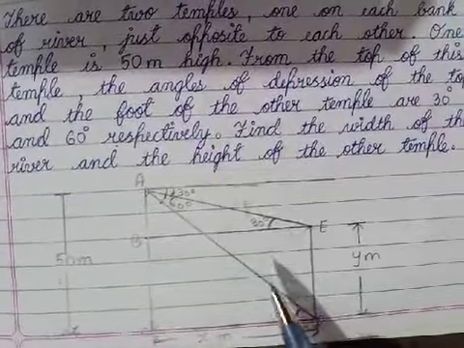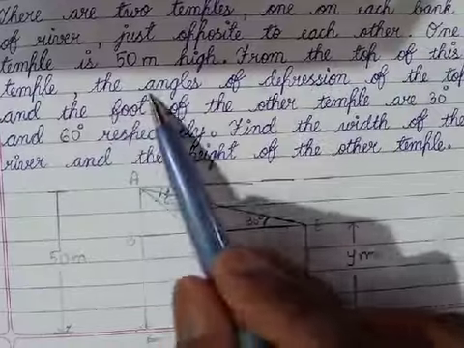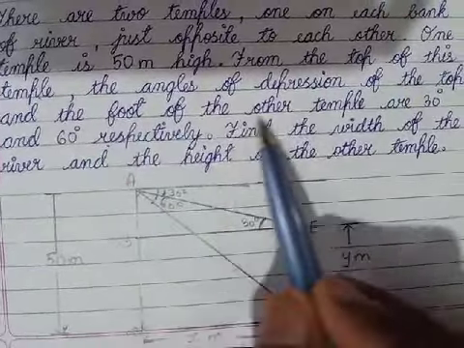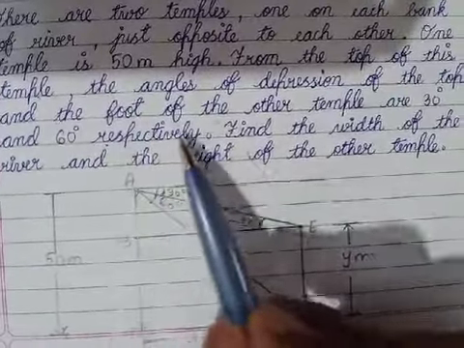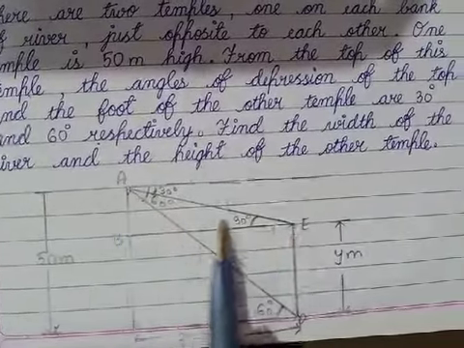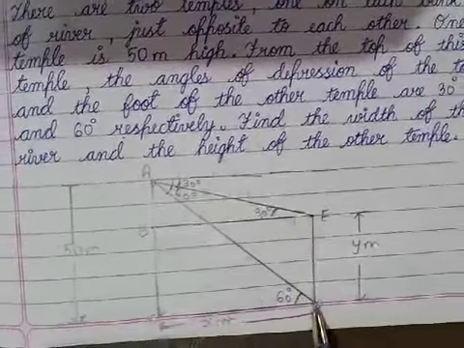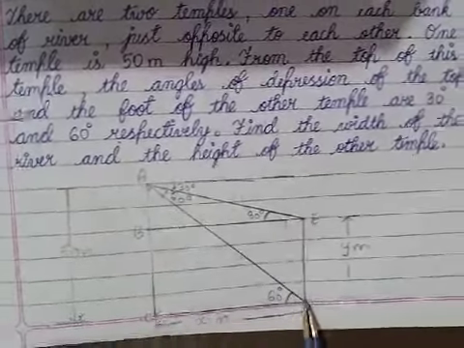Okay. So the angles of depression of the top and the foot of the temple are 30 degree and 60 degree. So this is 50 meter. From the top you are looking and forming an angle of depression, which for the top is 30 degree and for the bottom of the other temple is 60 degree.